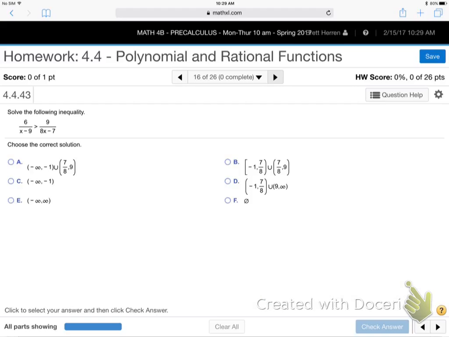All right, let's try this one. So you know the first step. In fact, I want to just do the first step or two because of time. So what's the first step? Get a 0. So pop that 9 over 8x minus 7 over, right? And then you've got to combine them into one fraction, which means what?